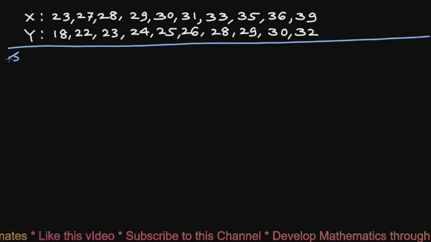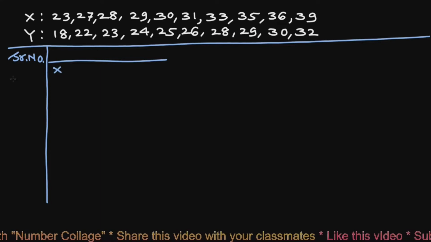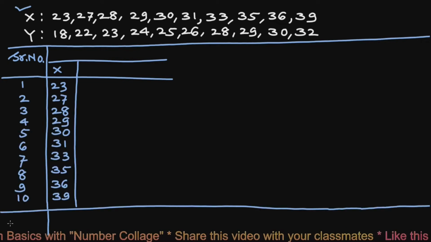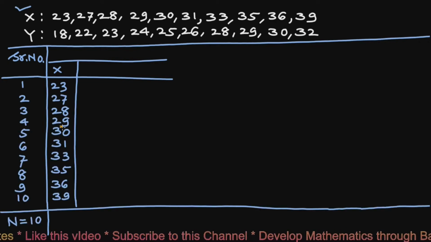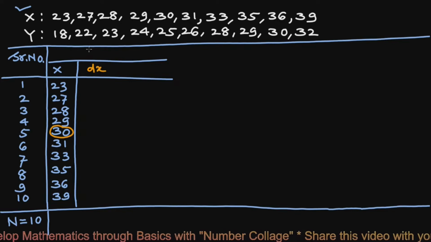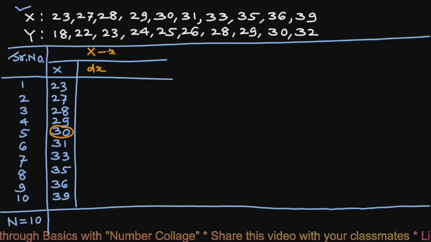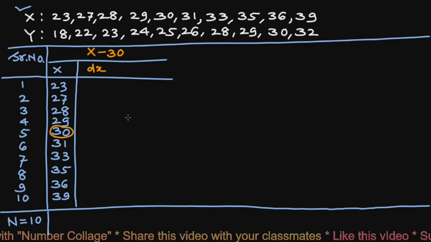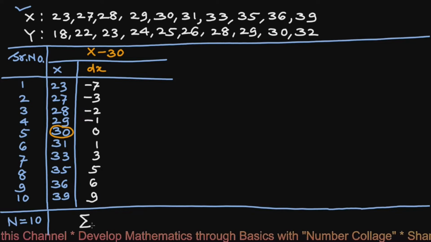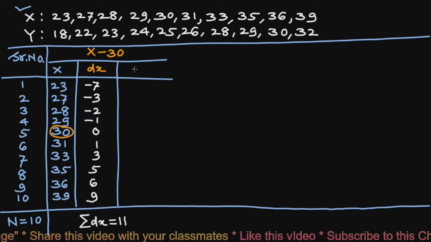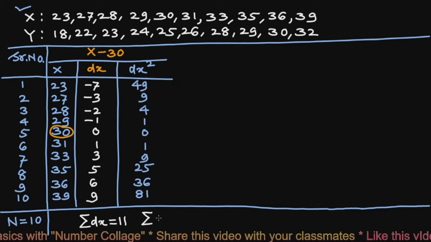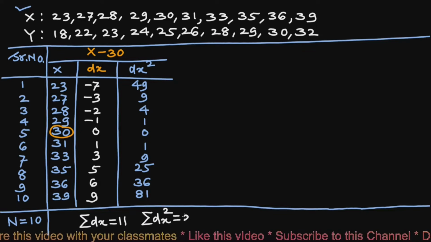So first column is serial number, then values of x, which are from here. First 23, second 27, here n is 10. We assume 30 as the mean of x and write the values of dx from x minus assumed mean 30. So the values of dx will be 23 minus 30, minus 7, and summation dx will be 11. Next we write dx square, that will be 49, 9, and that gives summation dx square equals 215.